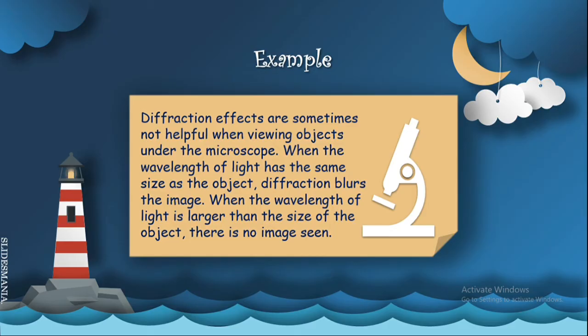Another example of diffraction is the DVD. The closely spaced tracks on a CD or DVD act as a diffraction grating to form the familiar rainbow patterns we see when looking at a disc. As we reflect a DVD or CD in white light, we can see a rainbow on the surface of the DVD or CD.